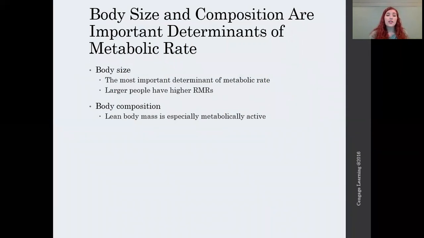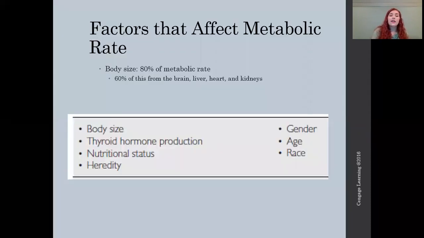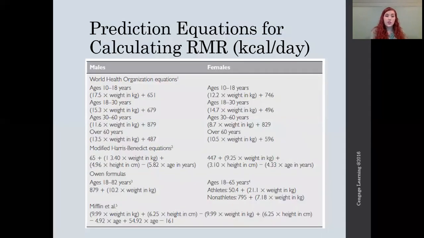So body size alone is the most important determinant of metabolic rate. And it does have the ability to raise an individual's RMR if they are larger. This makes sense because if we look back, body size accounts for the majority of metabolic rate, and also in the equations we use to calculate RMR, we always depend on weight to get the end result.